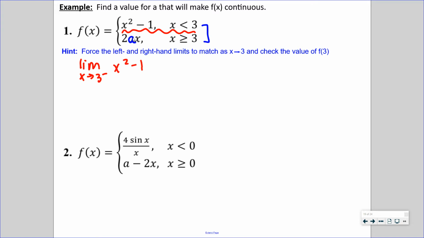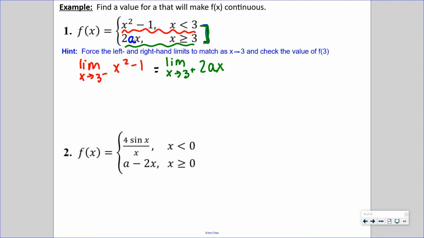And I want that to be the same as my right hand limit, which is when x approaches 3 from the right, which would be the second piece, because those are all the x values that are greater than 3. So I'd use that 2ax piece of my function, and I need these to be the same. That would make my function continuous. Anytime we're asked to find a limit with piecewise functions, we have to split it up into the left and the right hand because we have a break in our graph.